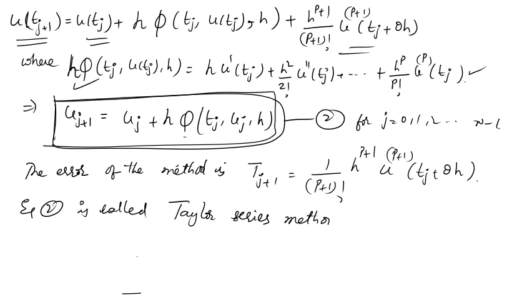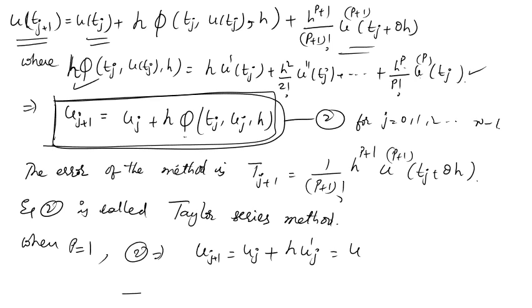One can substitute that phi function directly, you will get this one. When p equal to 1 means what? H into u first derivative. When p equal to 1, equation 2 becomes u j plus 1 equal to uj plus only the first derivative, you will get u dash j.